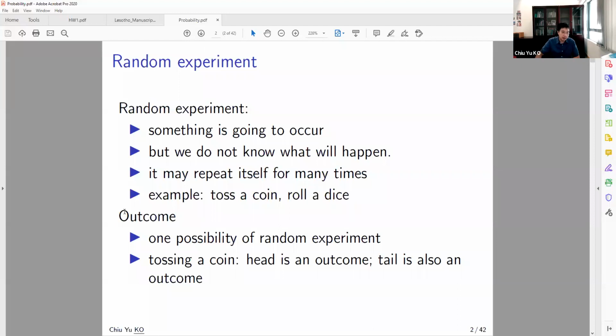Okay. So the second idea we talk about is outcome. Outcome is defined as a possibility of a random experiment. If you toss a coin, then you have two sides. Head is an outcome, tail is an outcome. If you roll a 6-faced die, the numbers 1, 2, 3, 4, 5, up to 6 are the outcomes. So we learn two things: a random experiment, and its possibility is an outcome. There are two basic concepts.